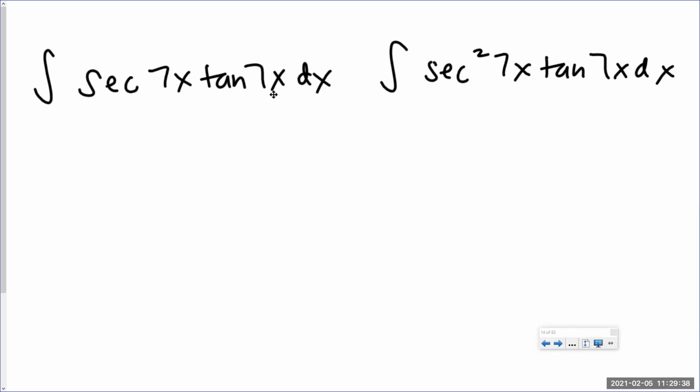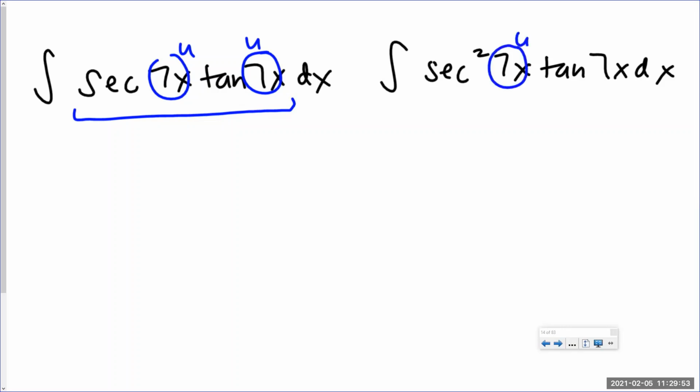When you look at this problem, if you make this your u, do you see there's two u's here? Okay, is this on my formula sheet? Do you have a secant u, tangent u? Yes, okay. Look at this one. If I make this my u, is this on my formula sheet? Do I have a secant squared tangent? No, okay. So since this is on my formula sheet, you can do the shortcut. Does that make sense? Okay, so let's do the shortcut here.